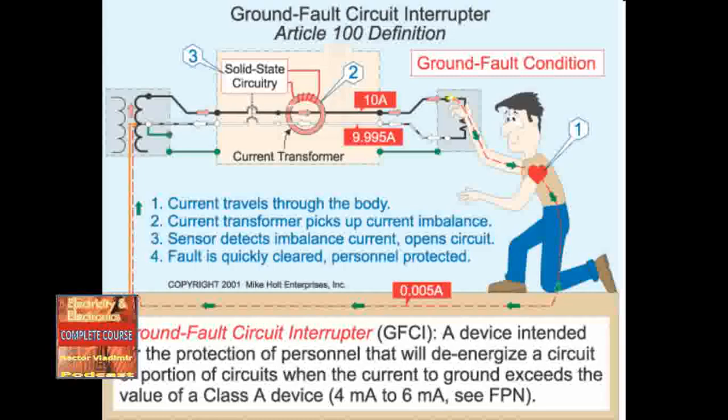neutral currents. If the difference between the hot and the neutral conductor exceeds 5 milliamps, the comparator circuit will energize the trip coil and cause a contact to open in the hot conductor circuit. This stops the flow of current through both the outlet and the person holding a device that is plugged into the outlet. The electric shock is stopped almost instantaneously.